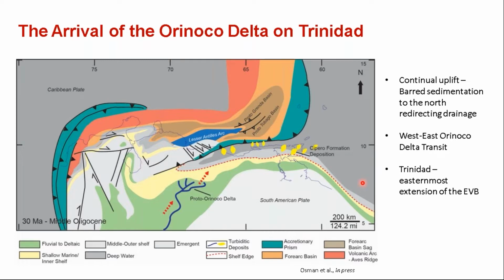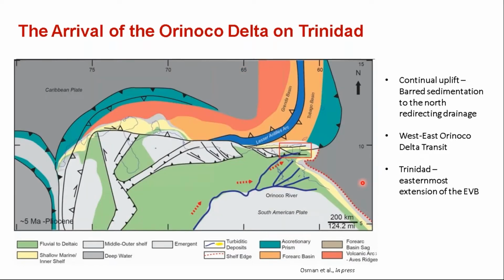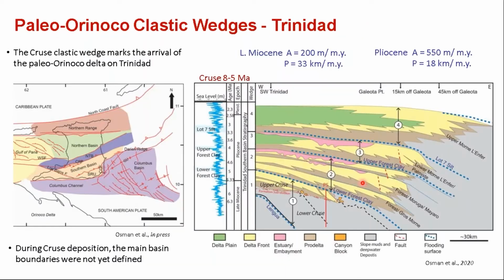all the way up to the Plio-Pleistocene. Of significance, though, is that as the Caribbean plate migrated, it created a series of uplifts on that northern boundary of South America, and this rerouted the major Orinoco Delta system that was once north going to its current east-west transit. So in Trinidad here, the study area is within the southern basin.